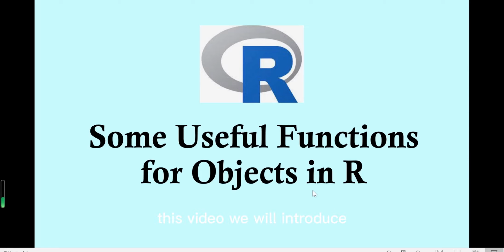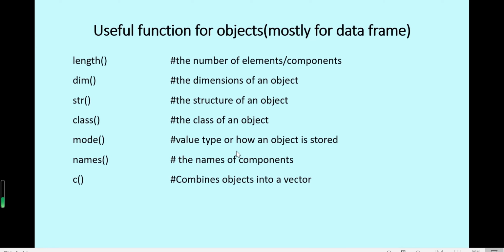In this video, we will introduce some useful functions for working with objects in R programming. This list of functions can be used for, for example, a data frame and a matrix, mostly for data frames and also for vectors. The length function will list the number of elements or components in an object, and dim gives the dimensions, for example, the dimensions of a matrix.